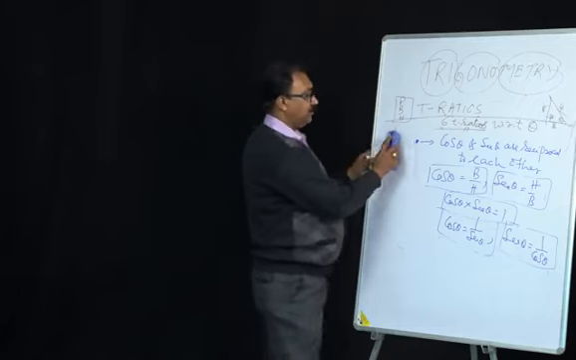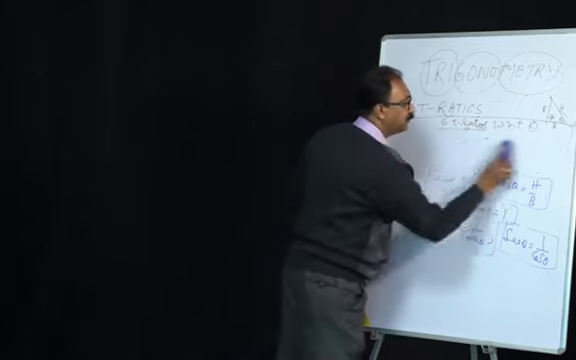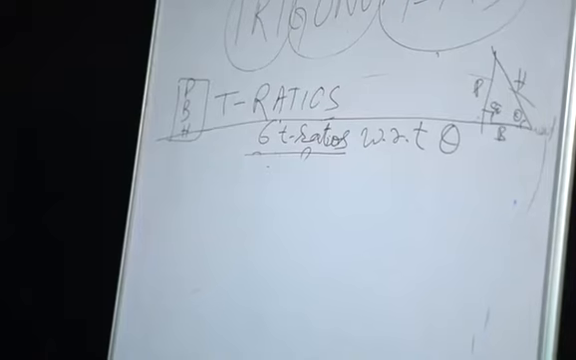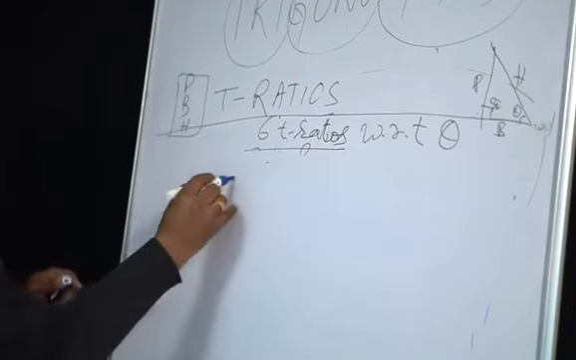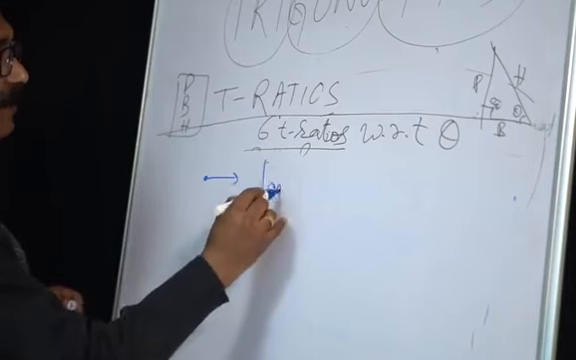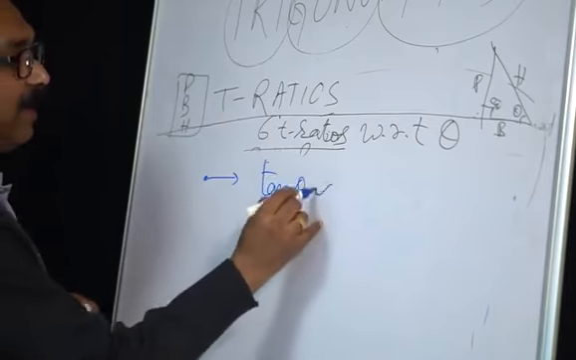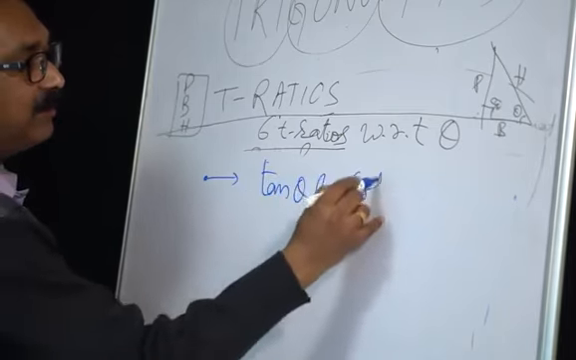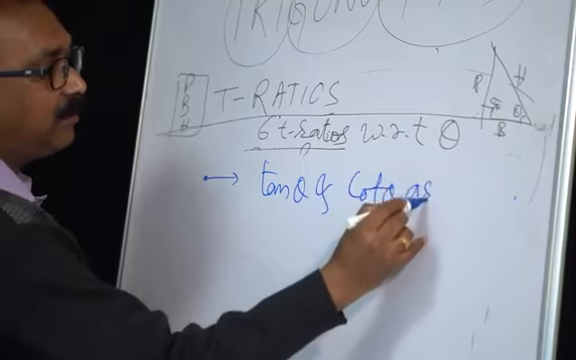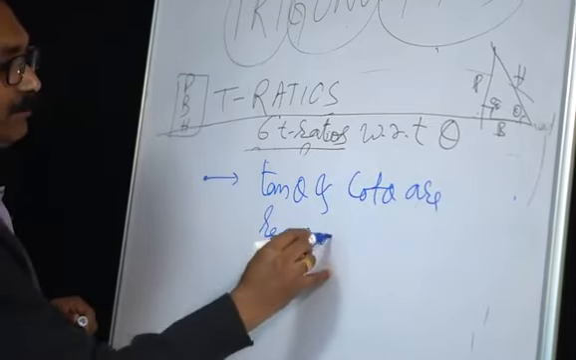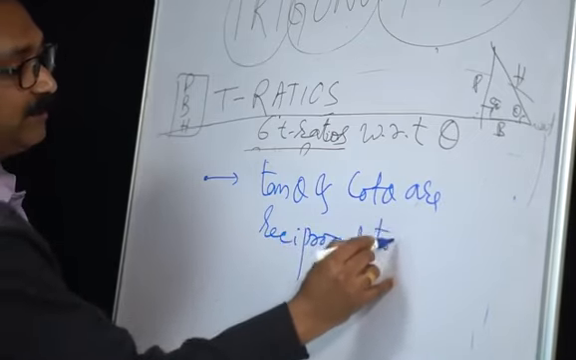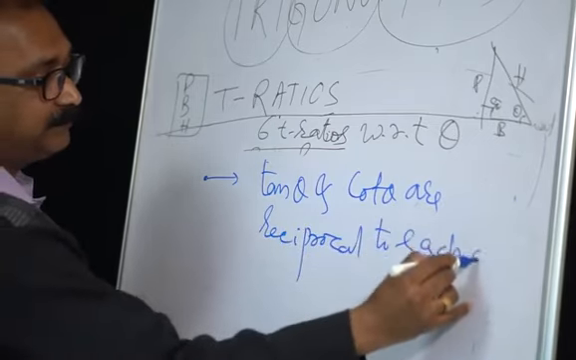Okay. Now the third bullet point. The third bullet point is: tan theta and cot theta are reciprocal to each other. Clear?